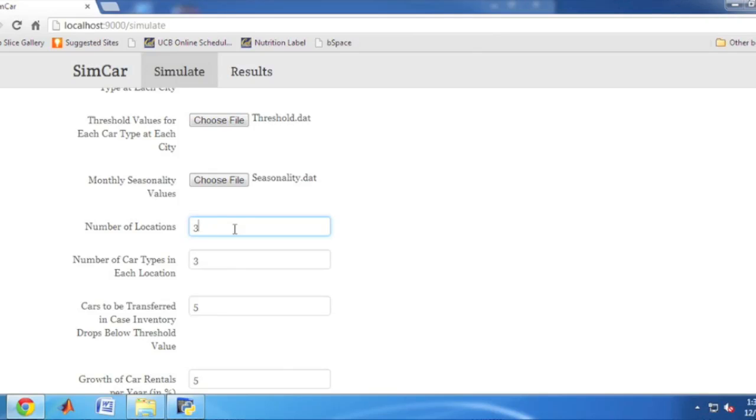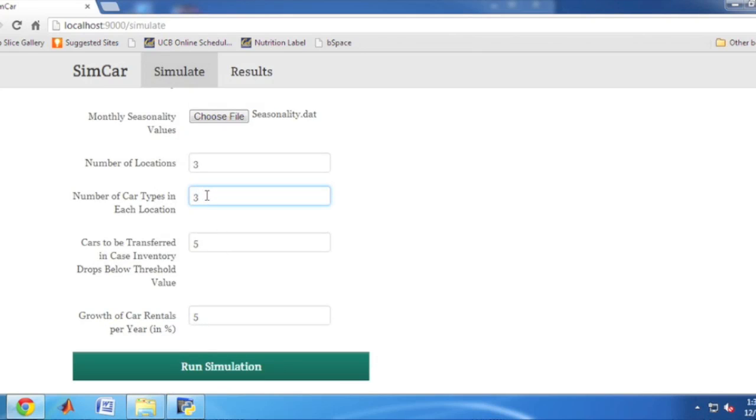In this specific simulation, we're running for only 3 cities, so the number of locations is 3. Next, you input the number of car types that you have. Furthermore, the batch size of cars that are supposed to be transferred whenever a city falls below the threshold level. Finally, the growth of car rentals percentage-wise per year will also be taken into account in the simulation. So now that we've inputted all this information, let's run the simulation.